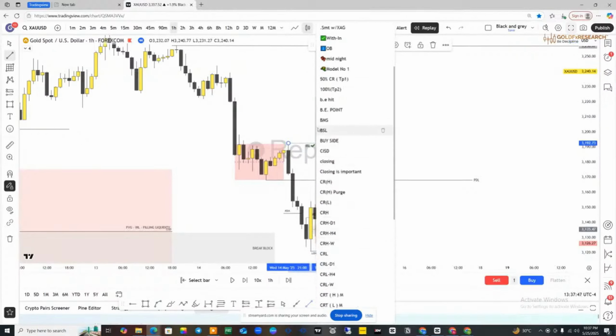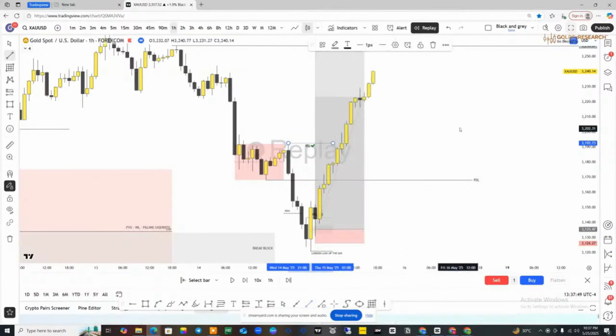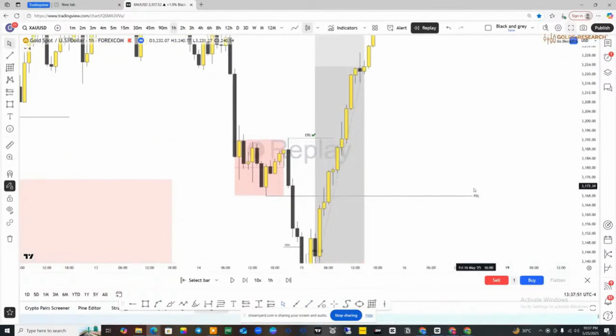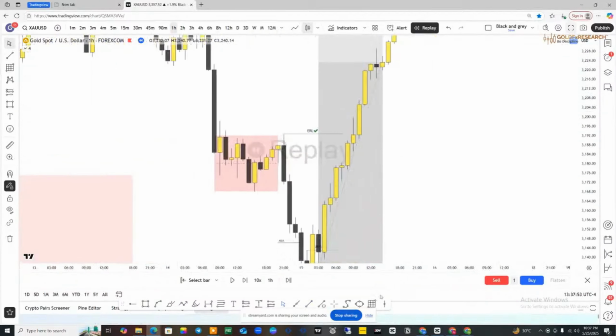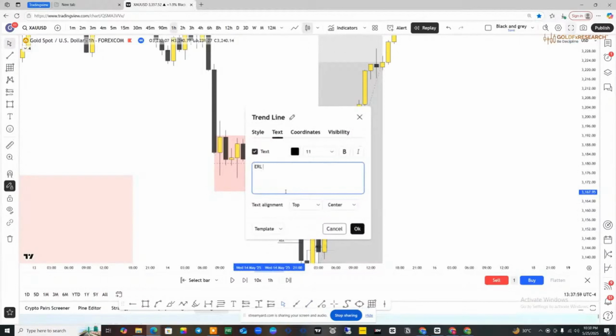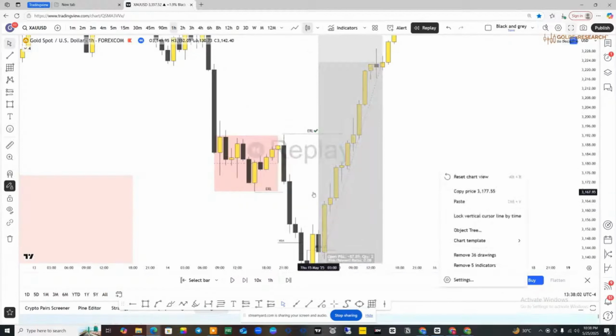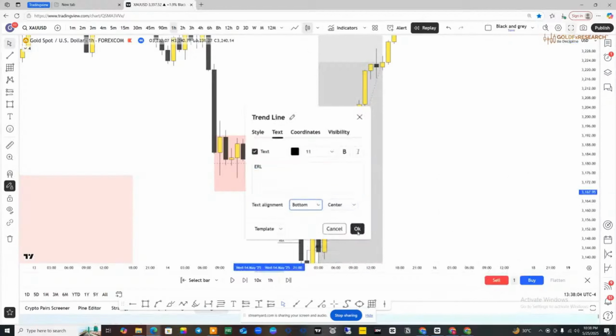What did the market do here? It took the ERL. What is ERL called? It is called external range liquidity. Break this, leave it. Look at this. What was lying below the consolidation here? ERL was lying there. Yes, external range liquidity was there.